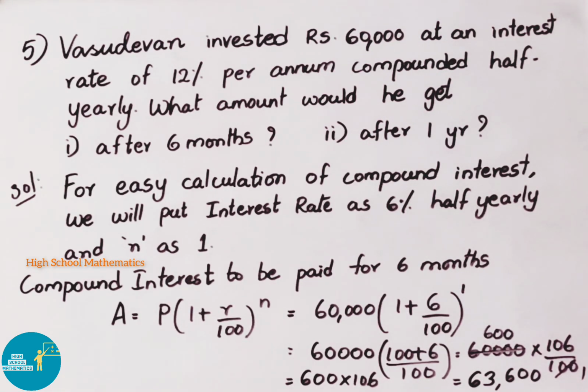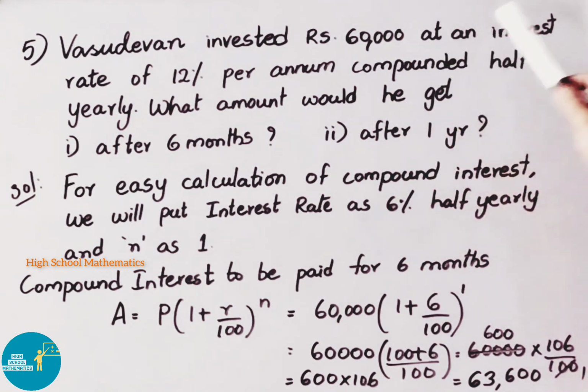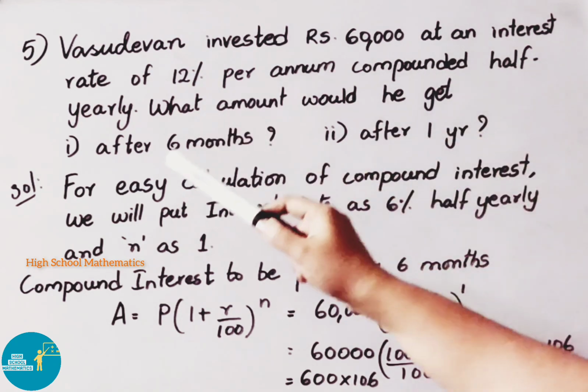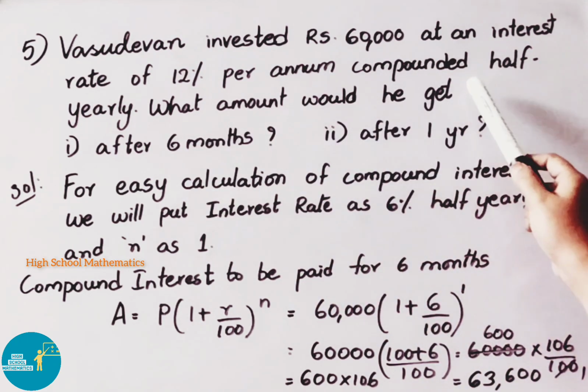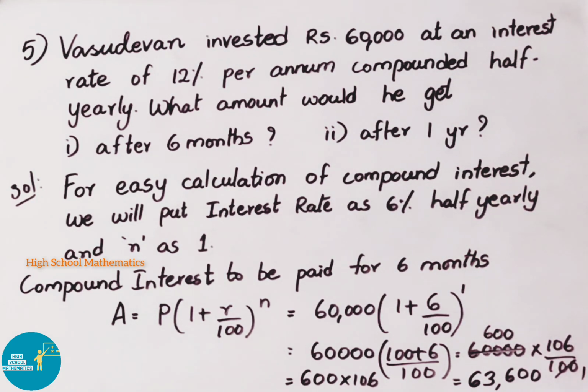See now, question number 5. Vasudevan invested 60,000 rupees at an interest rate of 12% per annum compounded half yearly. What amount would he get after 6 months and after 1 year? Now let us see the solution.